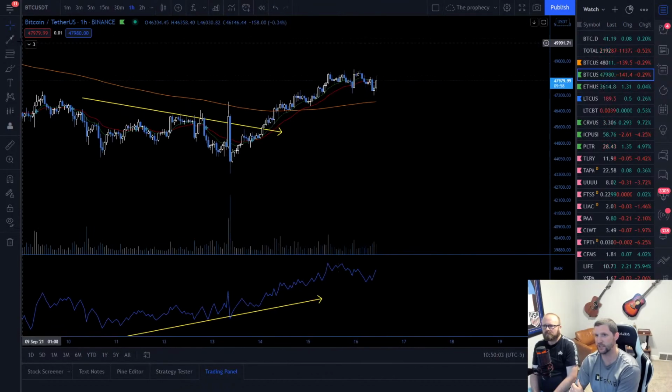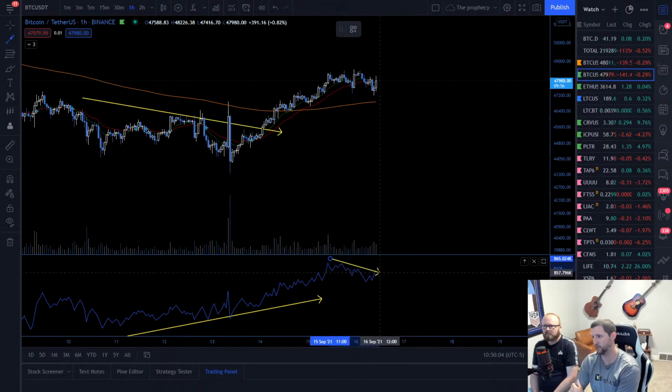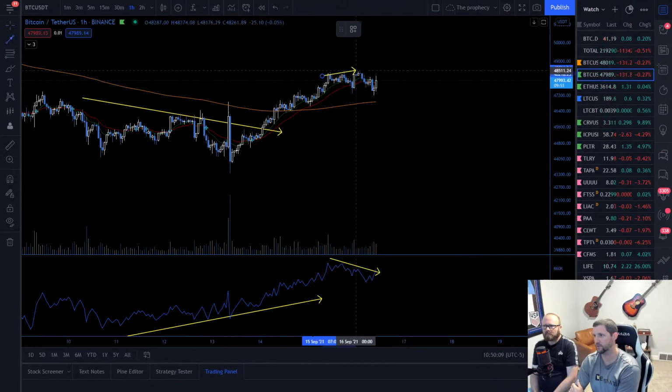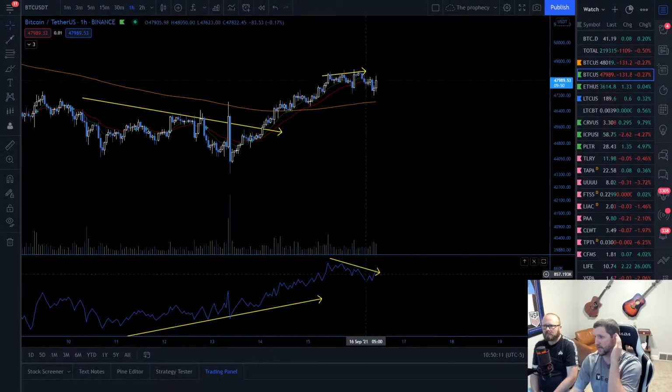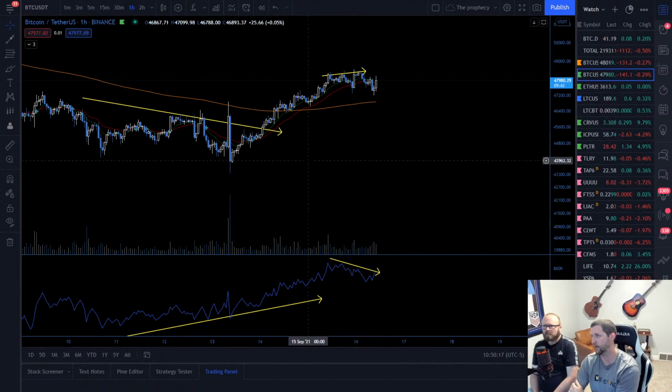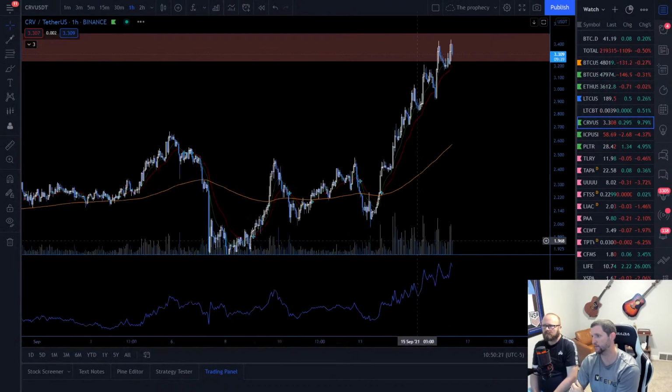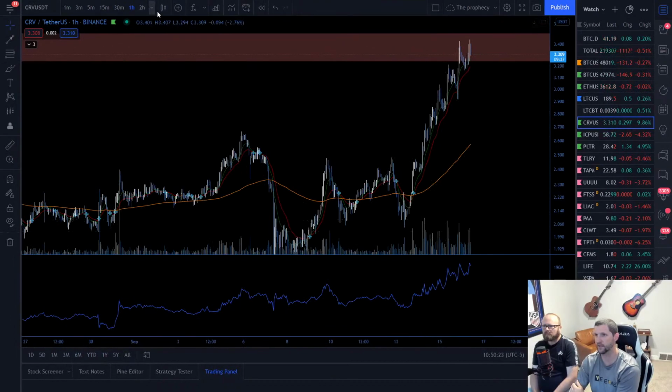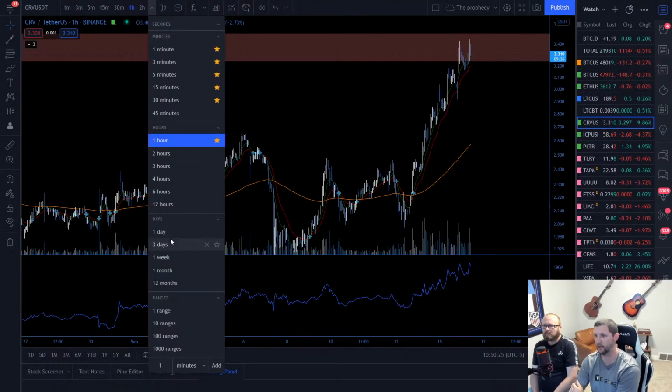And now what you see here is we have volume going down while price was kind of going up, staying the same. So that was a bearish divergence. So we went from bullish divergence to bearish divergence. Trying to think. CRV. I think that's a 1 hour. Let me go up higher.